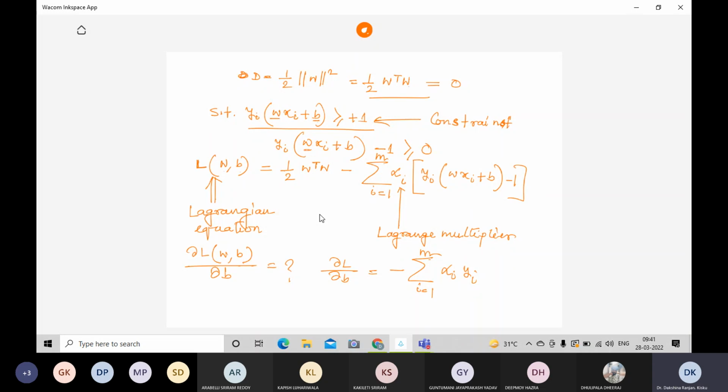Okay. And we can write, so this to be equal to 0. So we can write summation over alpha i yi equals to 0. Okay. So when we take the derivative of this Lagrangian equation with respect to bias b, we obtain summation over alpha i yi equals to 0. Okay.